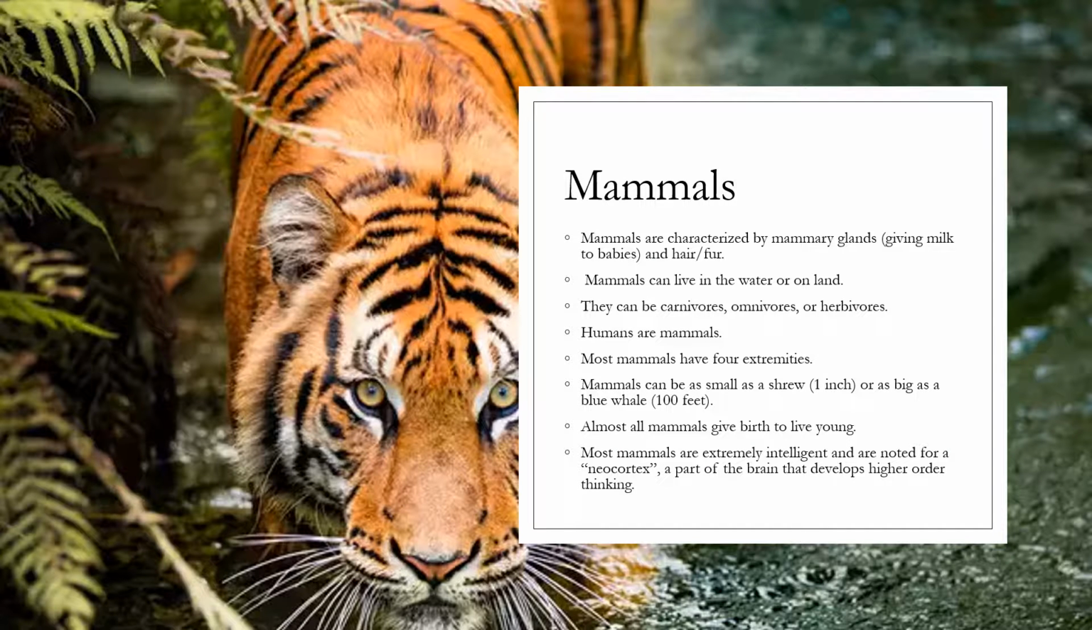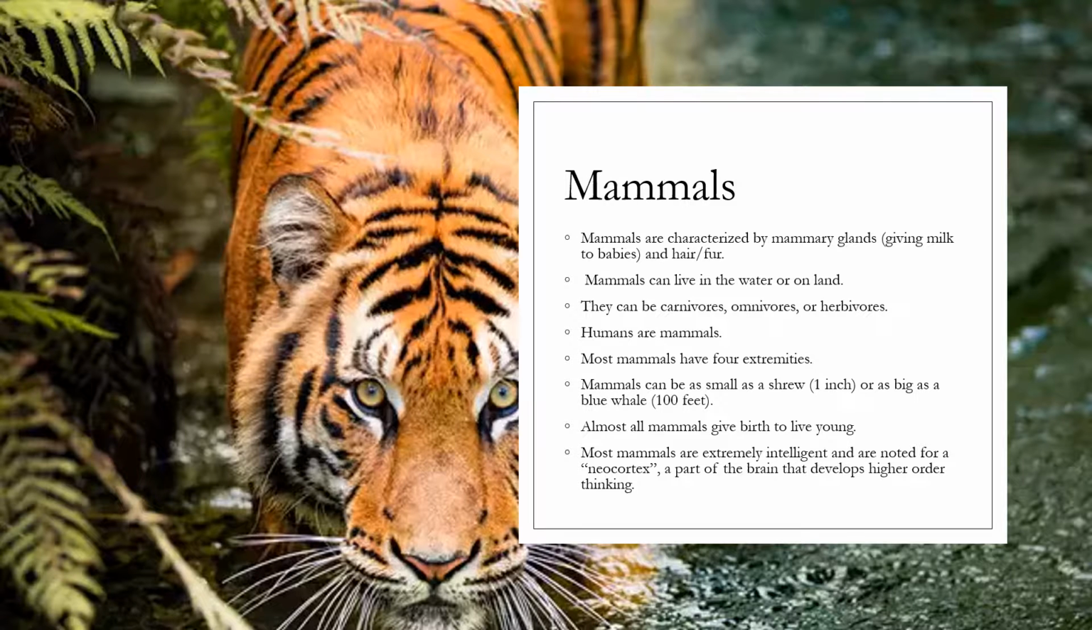Mammals. Mammals are characterized by having mammary glands, which means that they give milk to their babies. They also have hair and fur. Mammals can live in the water, like dolphins, or on land, like tigers. Mammals can be carnivores, meaning they eat only meat, omnivores, meaning they eat both meat and plants, or herbivores, meaning they just eat plants. Humans, like you and I, are an example of mammals.